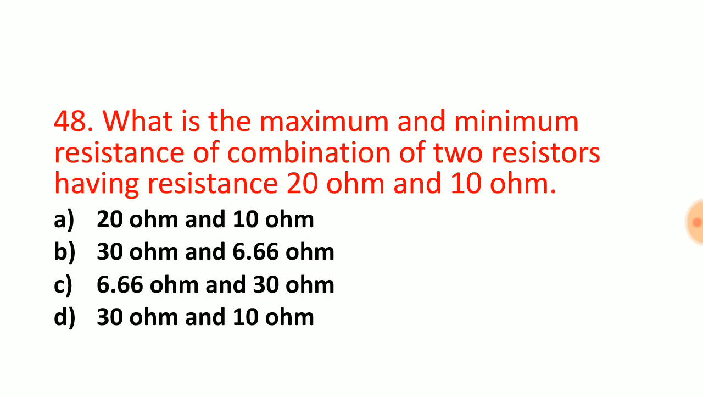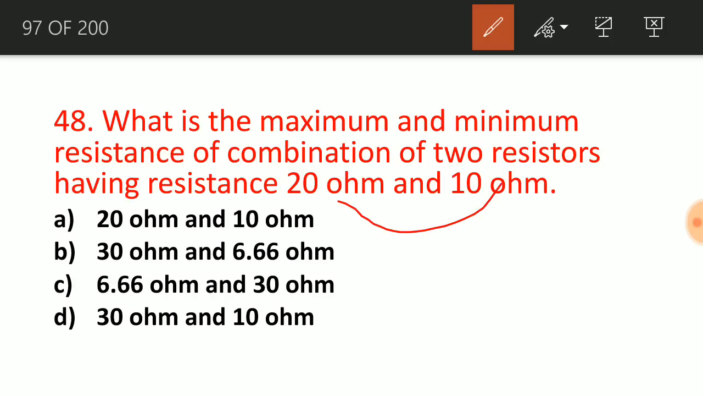Question number 48. What is the maximum and minimum resistance of the combination of two resistors having 20 ohm and 10 ohm? In such case we need to calculate their combination in series in order to get the maximum and in parallel in order to get the minimum. In series we just add them. If we add, we will get 30 ohm. 30 ohm is in option choice B and D both.